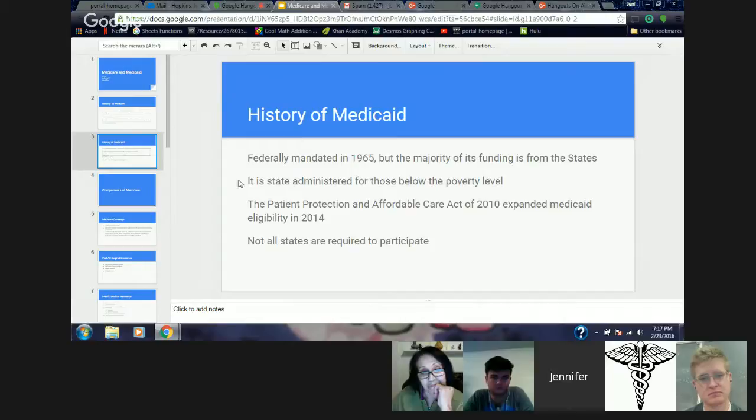On the history of Medicaid, it was federally mandated in 1965, but the majority of its funding comes from the states. It is state administered for those under the poverty level. Not all states are required to participate, and the Patient Protection and Affordable Care Act of 2010 expanded Medicaid eligibility in 2014.